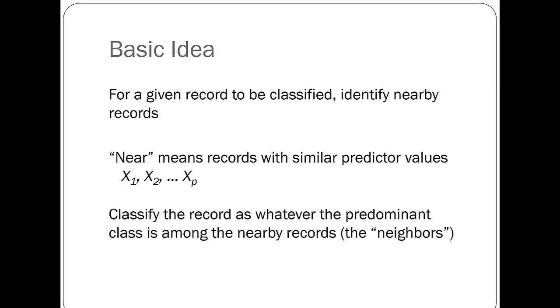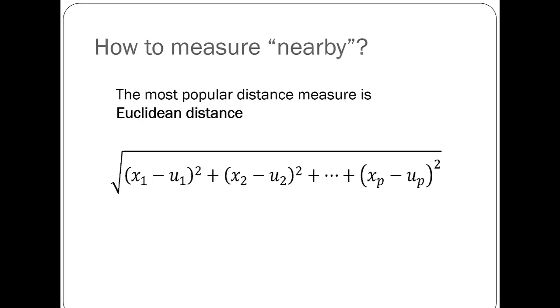And so the idea here is to take P different variables and measure how close the record is that you want to score with every other record in the data set. And then you're going to classify the record according to whatever is the predominant class among the neighbors. And so the question is, first of all, how many neighbors should we be considering, and what do we mean by nearby? Well, nearby is usually determined by what we call Euclidean distance.